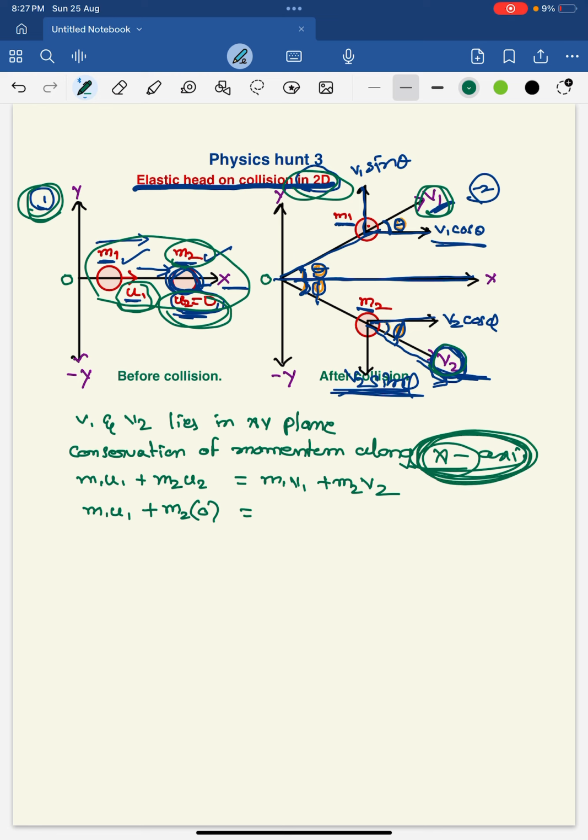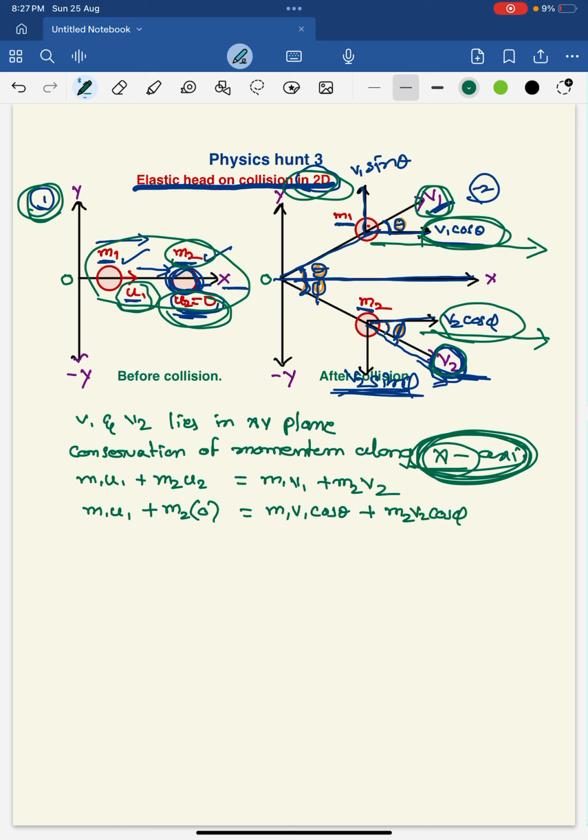So after the collision, the first body along the x-axis means this side, and the second body along the x-axis means this side only, right? So after the collision, the mass of the first body is m1, and its velocity component along the x-axis is v1 cos theta, plus the second body of mass m2, whose velocity component is v2 cos phi.